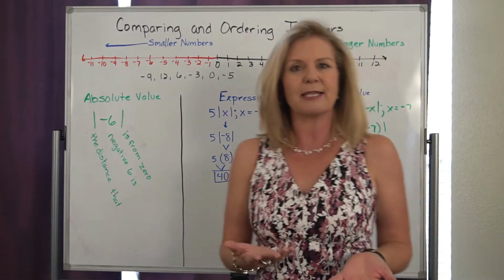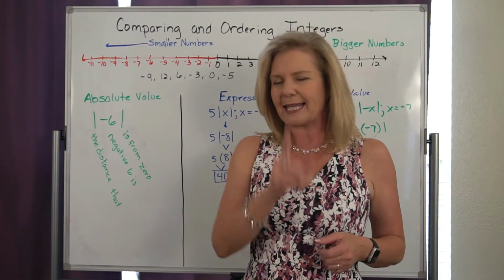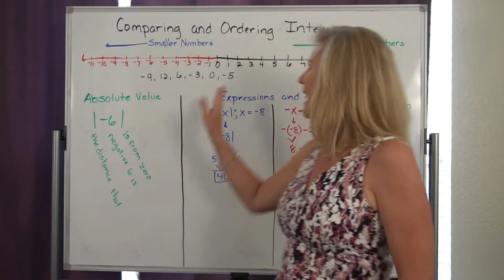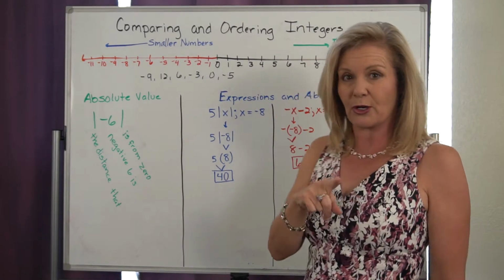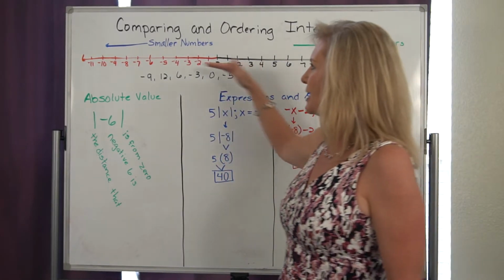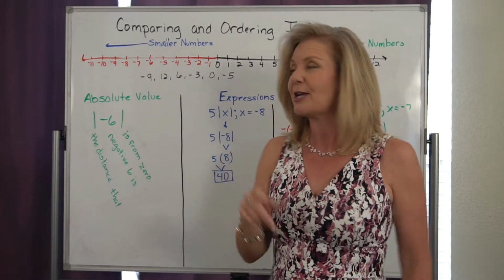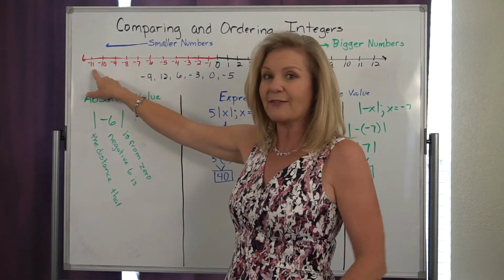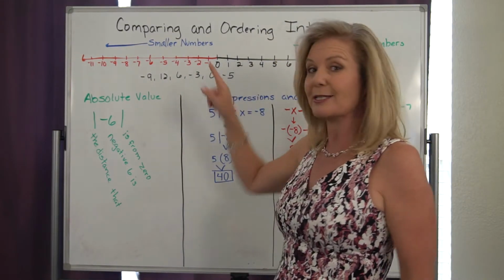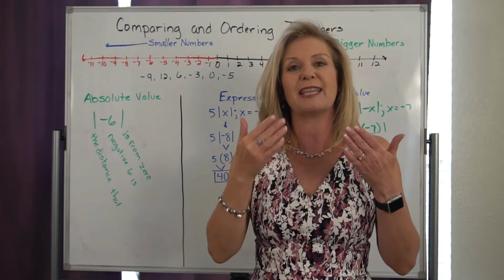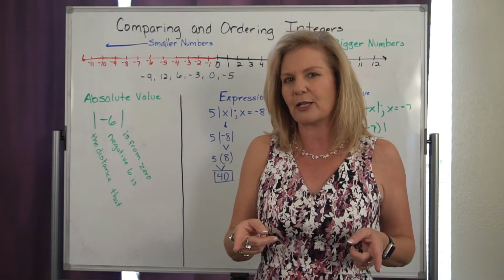So sometimes they're going to ask us to order or compare the integers. The key thing that you have to remember is everything towards the right on the number line, those are our bigger numbers. Everything towards the left on our number line, those are our smaller numbers. So when I look here, negative 11 is much smaller than negative 1. So don't get confused with just the digits, the numeral itself. You've got to think about where it is on the number line.